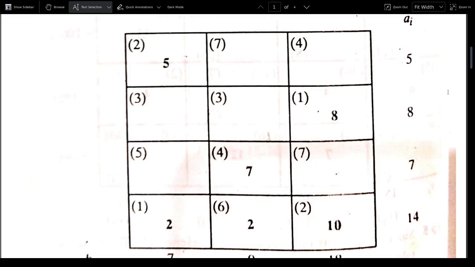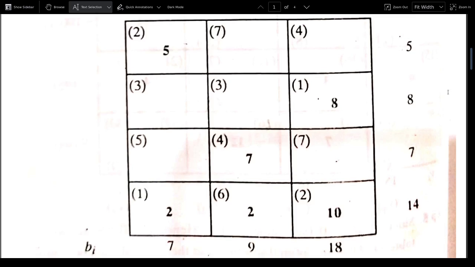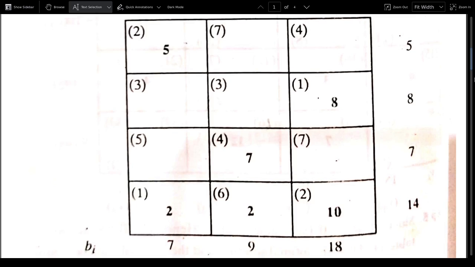In the first column, you see the lowest cost is 1, the second lowest cost is 2, so the difference is 2 minus 1, which is 1. In the second column, the lowest cost is 3, the second lowest cost is 4, so the difference is 1. And again, lowest cost is 1, second lowest cost is 2, so again 1. Means you see in the table 2, 7, 4, these are called the costs. All of you know these are called the costs.